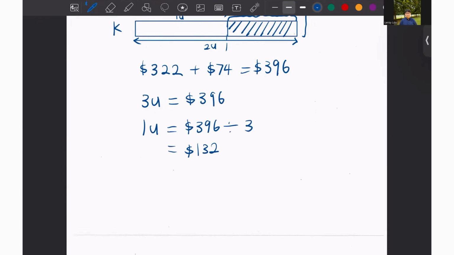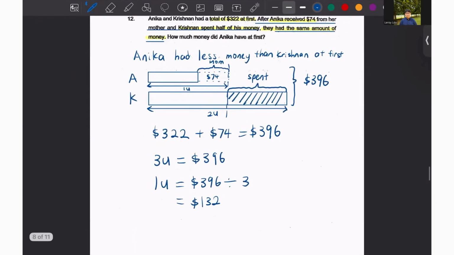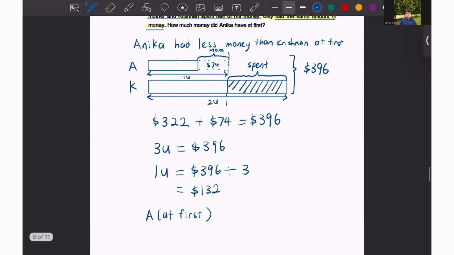So that is for 1 unit. Okay, so after you find 1 unit, you check the question. How much money did Anika have at first? So we're trying to find what Anika had at first, right? So A at first will be, since Anika had 1 unit of money at first, 1 unit of money at the end. Okay, that was after she received $74 from a month.